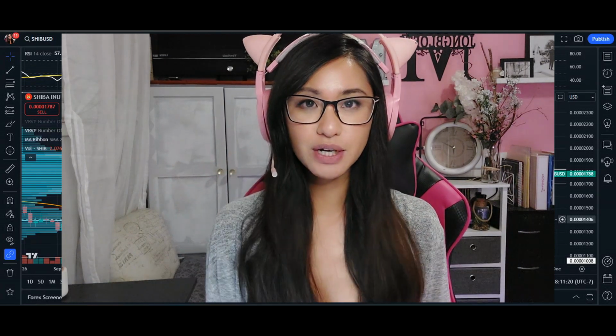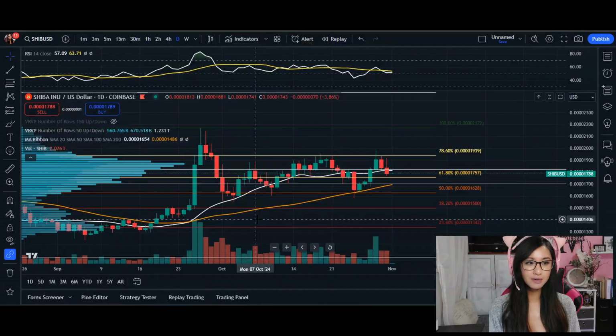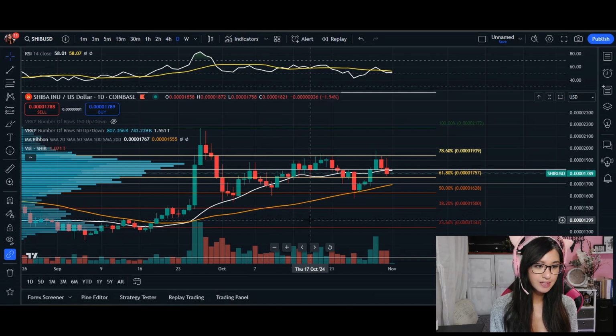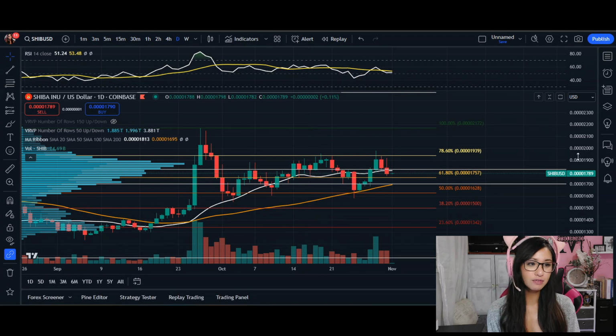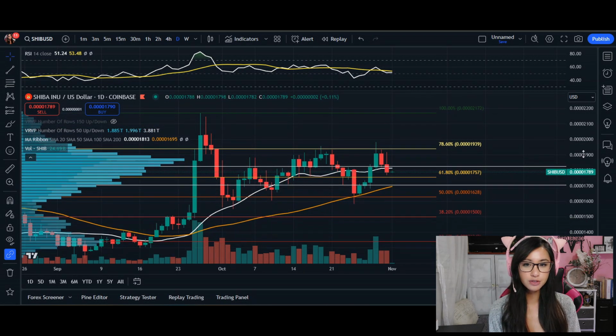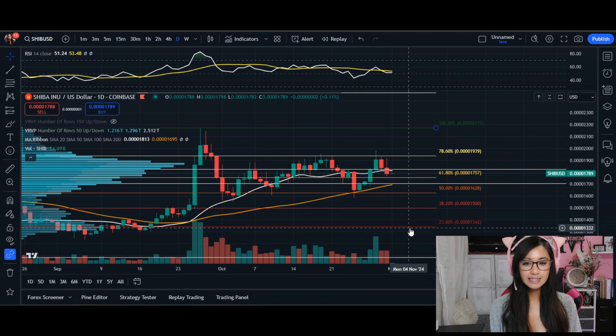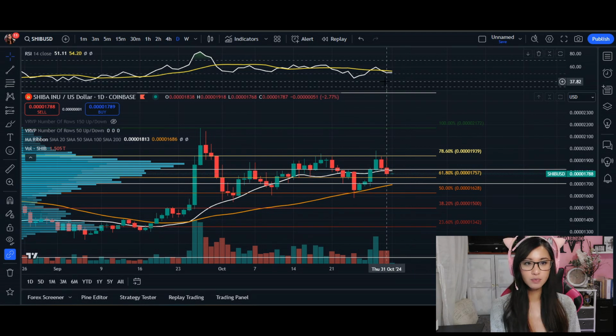In today's video, we're going to go over SHIBA INU. So SHIB right now is trading at 0.00001789. I'm just going to reference the numbers itself instead of all of the zeros to make it a little bit easier. But taking a quick look at the chart here, I'm going to start with the RSI itself.